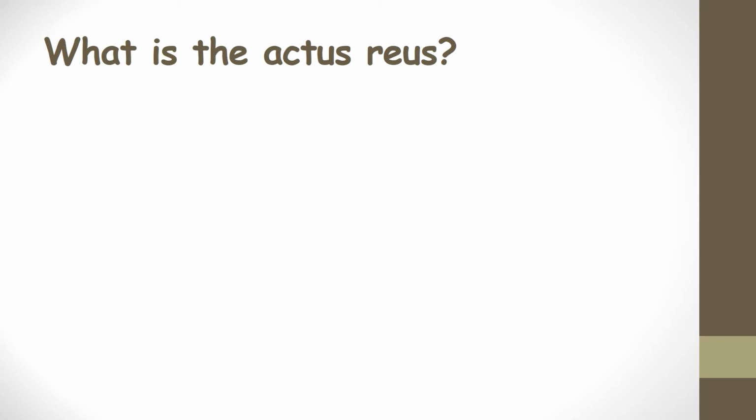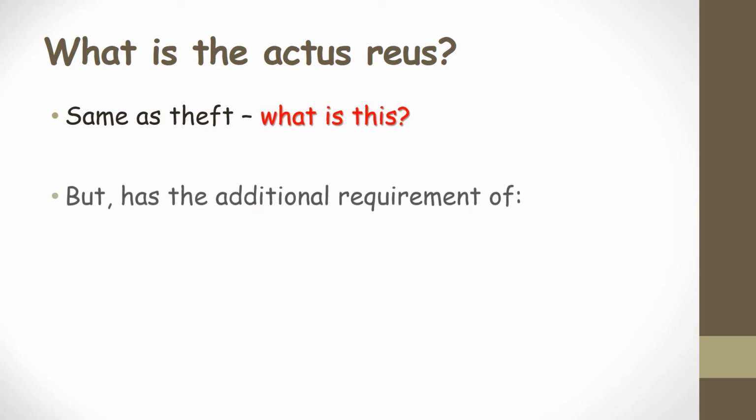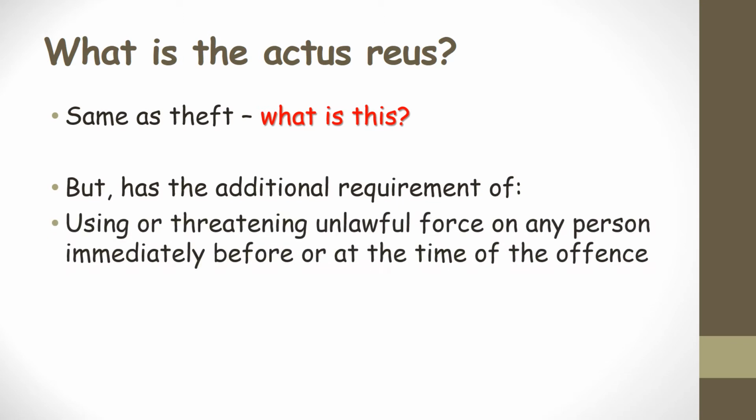Okay, so let's have a look at the actus reus of this offence then. Because we have the stealing, part of the actus reus is the same as theft. So try to remember what the actus reus of theft is. It's the appropriation of property belonging to another. But of course the additional actus reus to make this a robbery will be the act of using or threatening force immediately before or at the time of committing the offence.